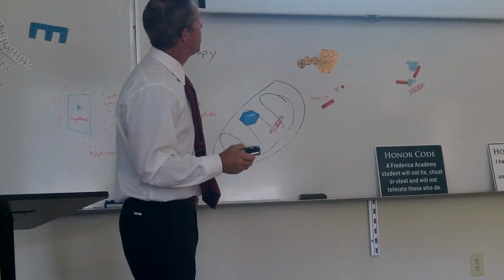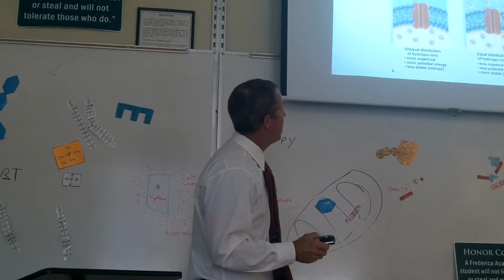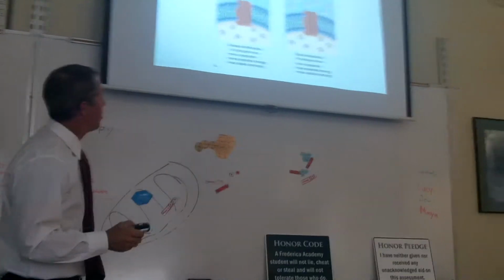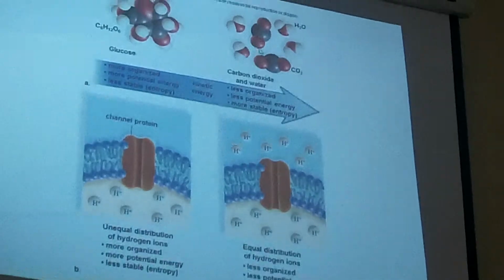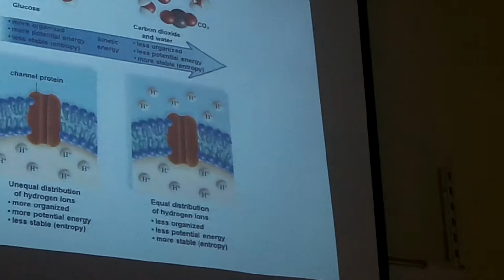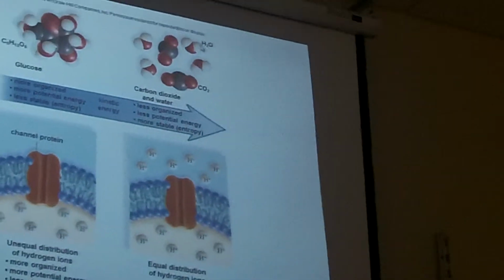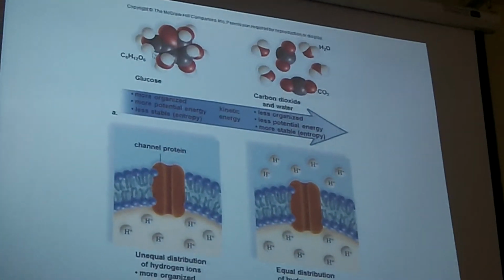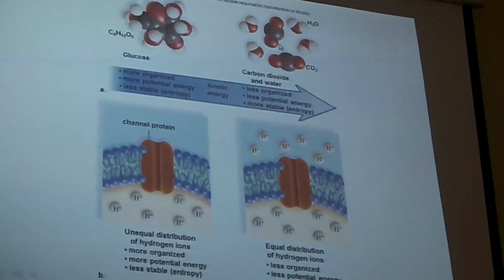And so glucose in this formation is low entropy, and in this formation is high entropy. This is glucose when it's all together, and here's glucose when it's all broken down. The glucose molecule will break down into carbon dioxide, that's that molecule, and water, that's that molecule. So glucose will go from a state of low entropy to a state of high entropy.